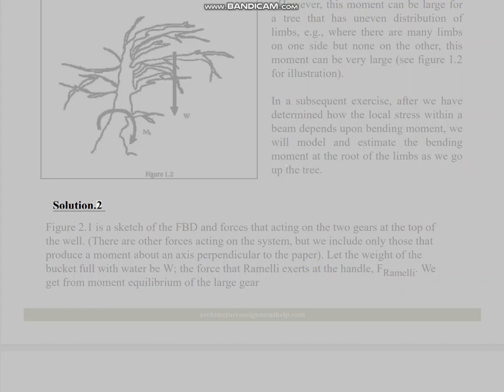Solution point 2. Figure 2.1 is a sketch of the FBD and forces acting on the two gears at the top of the well. There are other forces acting on the system, but we include only those that produce a moment about an axis perpendicular to the paper. Let the weight of the bucket full with water be W, and the force that Ramelli exerts at the handle, F Ramelli. We get from moment equilibrium of the large gear.